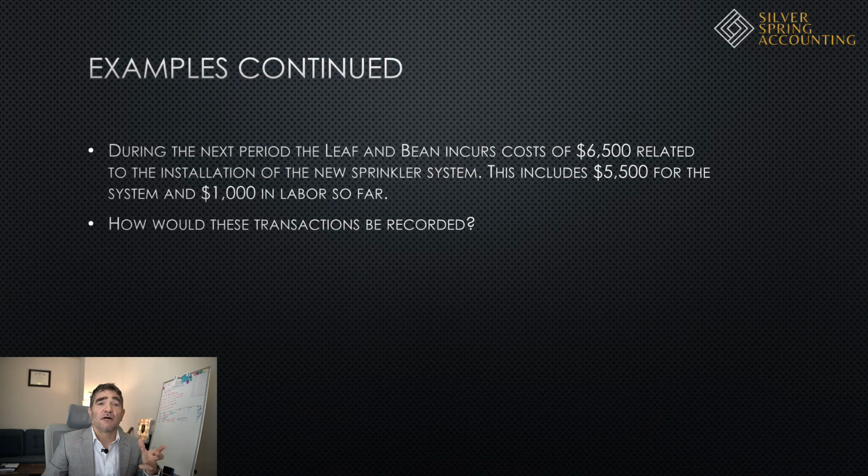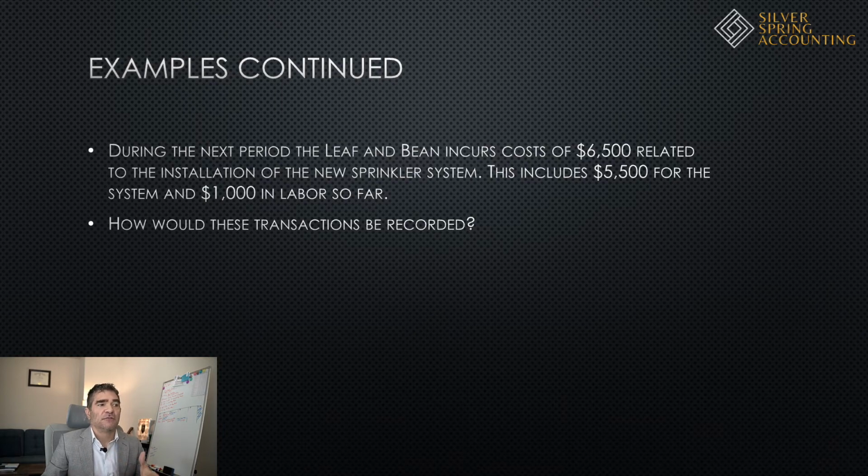So continuing on, during the next period, the Leaf and Bean incurs costs of $6,500 related to the installation of the new system. This includes $5,500 for the system and $1,000 in labor so far. So the "so far" means they haven't actually finished it yet, so we're not going to start depreciation. They haven't put it into service.